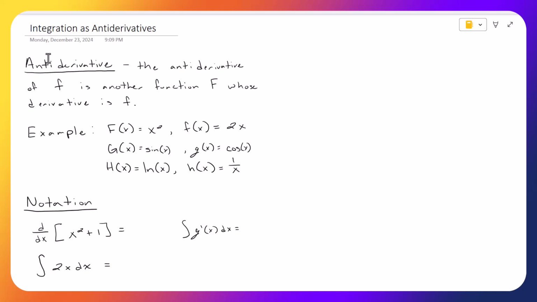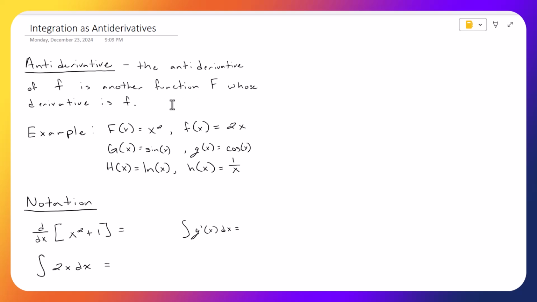And this is where we get to that notation that I kept harping on people about and taking points off, where there's a difference between capital F and lowercase f, because capital F, or capital whatever letter, is the notation we use for an antiderivative. And so what is an antiderivative? An antiderivative of lowercase f is another function, capital F, whose derivative is f.